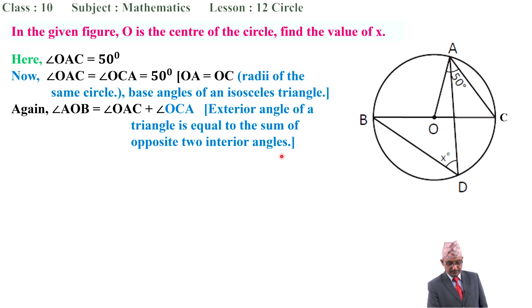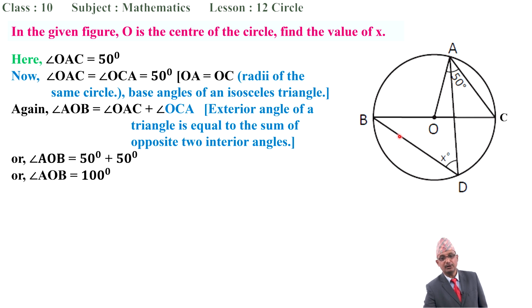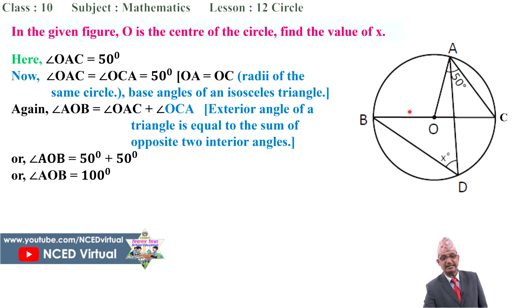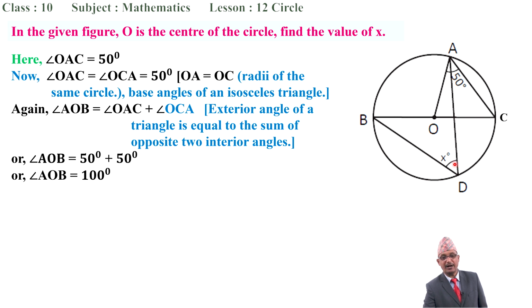Now put the values. OAC is given as 50 degrees and OCA we have also written as 50 degrees. So AOB is 100 degrees. So what have we got? We have got central angle AOB standing on the arc AB, and we have to find x. So x is the inscribed angle standing on the same arc AB.